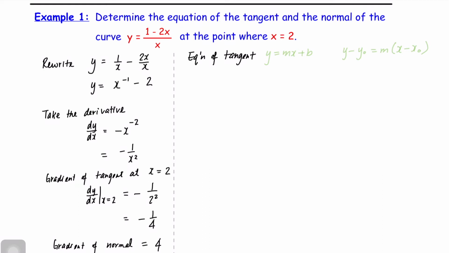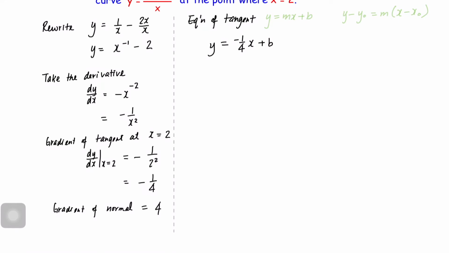Okay, so based on y equals mx plus b, my slope is negative 1 over 4x plus b. And then because I also know that the I think I need one more thing before I can do that. I actually need the y value of the point of tangency. So let's go over to here, I guess.